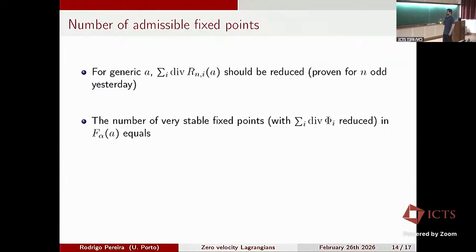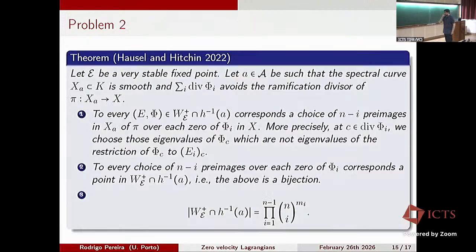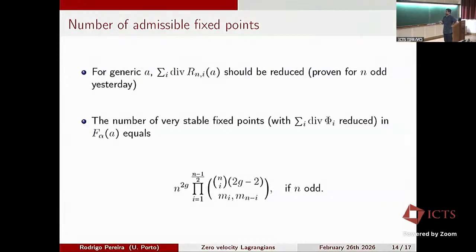You can actually give a formula for the number of fixed points, provided you impose the condition that they are very stable, which essentially means that your phi i's only have simple zeros and also don't have any zeros in common. So you get this formula, which is essentially distributing the zeros of the Rn i's to phi i and to phi n minus i, and this again is a factor that accounts for the choice of line bundle. Okay, so that takes care of the horizontal problem.